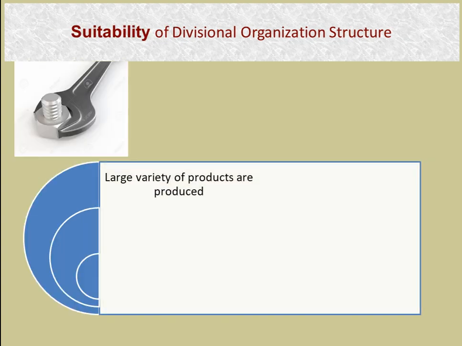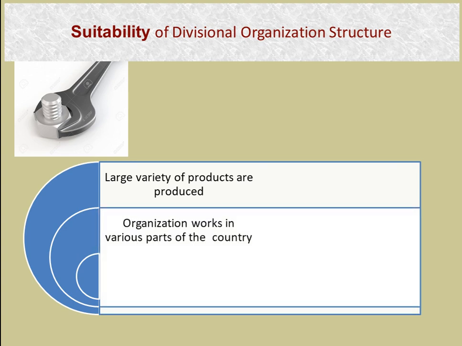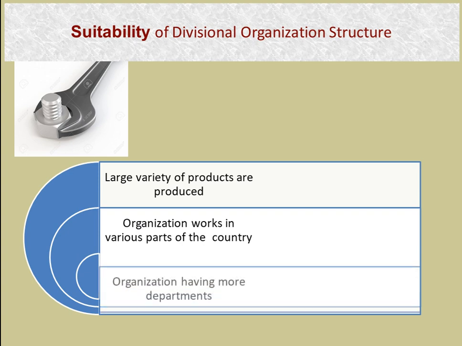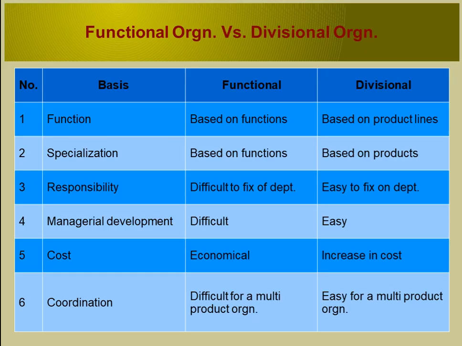Which type of organization is suitable when a large variety of products are produced? If an organization is producing a large variety of products, which structure is useful? The divisional structure is useful. If an organization works in various parts of the country, we can also use a divisional structure. If an organization has more departments, we can also use the divisional structure.